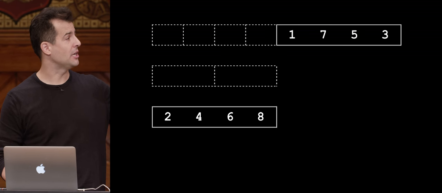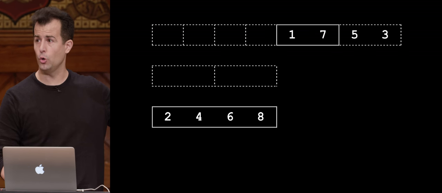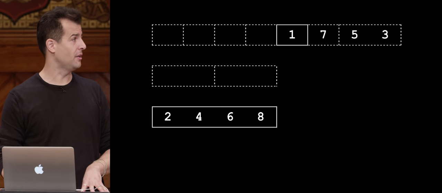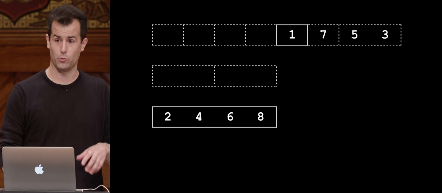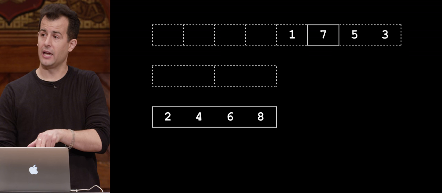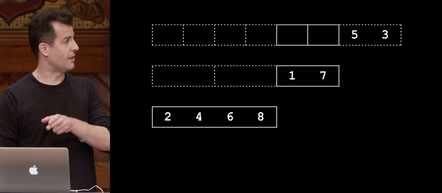How do I sort a list of size 4? Well, that's really just two lists of size 2. Let's sort the left half. How do I sort a list of size 2? Well, that's really just two lists of size 1. Done. 1 is sorted. Done. 7 is sorted. Now I have to merge them together. 1 comes first, then 7.